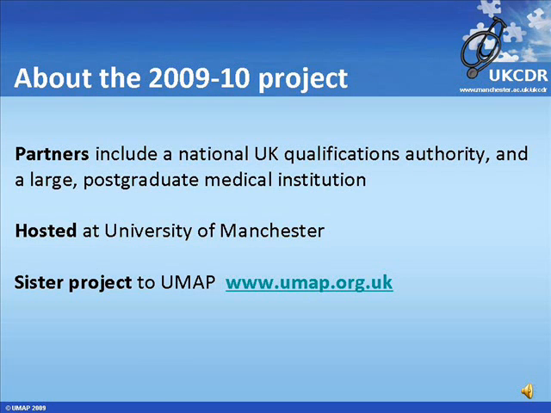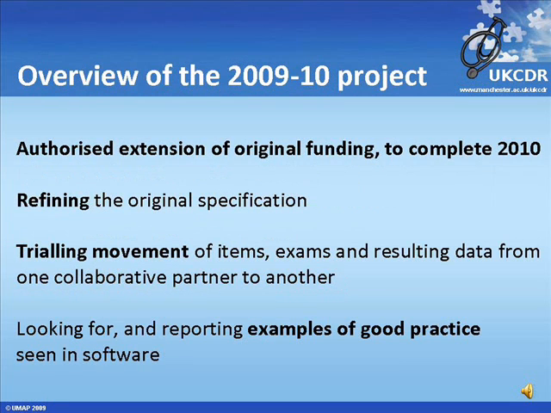The 2009-10 project will include new partners. These partners include a national UK qualifications authority and a large postgraduate medical institution. As before, the project is hosted at the University of Manchester and remains a sister project to UMAP. The funding for this project comes from an authorised extension of the original funding from JISC.